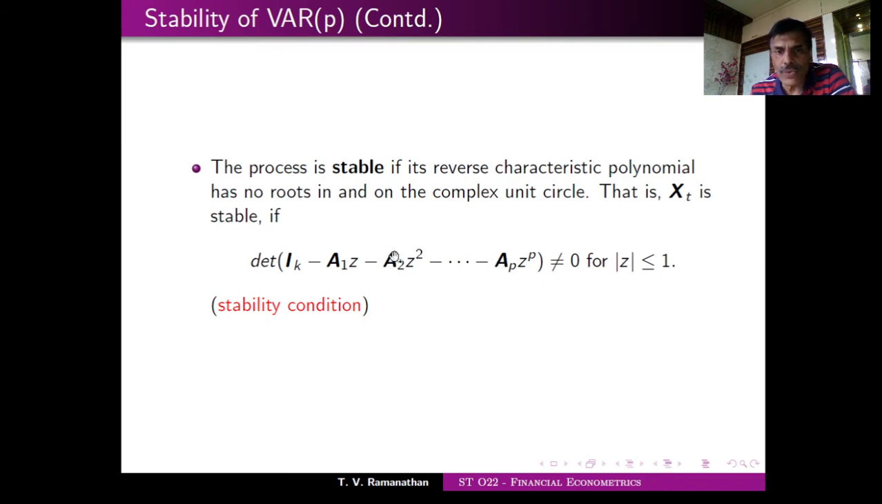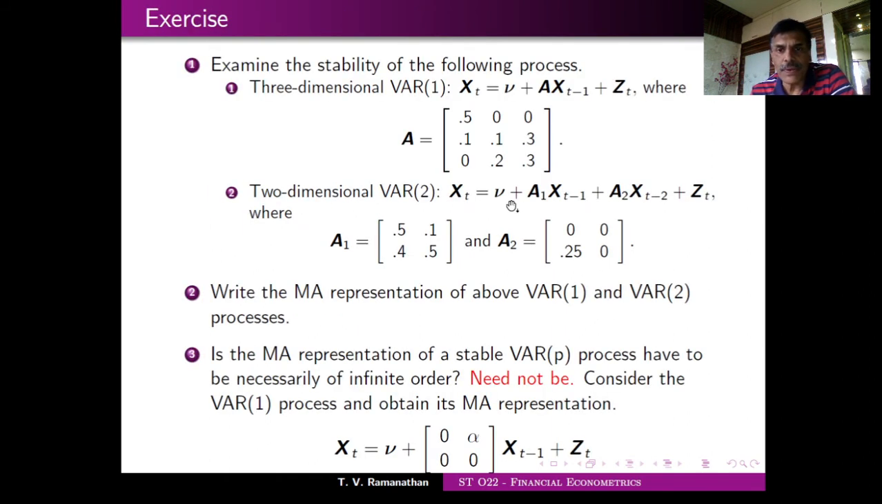There will be several roots. If it is a constant here, this will have p roots. But now it is not p roots, it will have more roots because this is a deterministic polynomial. So that's why you have to be careful. We will do some examples and it will be clear. So x_t is stable if this is not equal to 0 for absolute value of z less than or equal to 1. This is called the stability condition of a VAR process. In fact, we are talking about VAR(p). So this is the stability condition of a VAR(p) process.